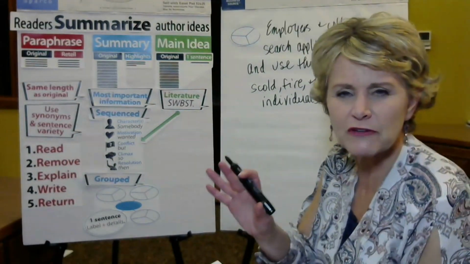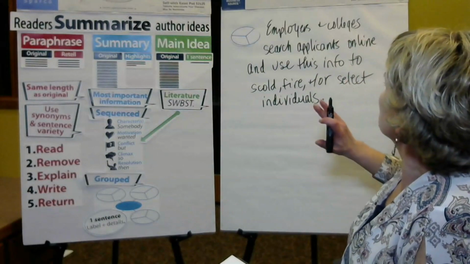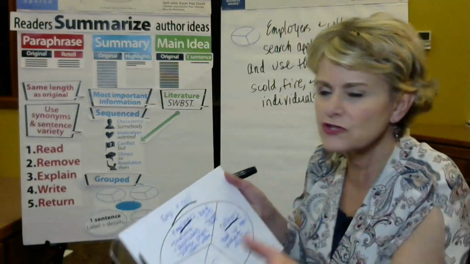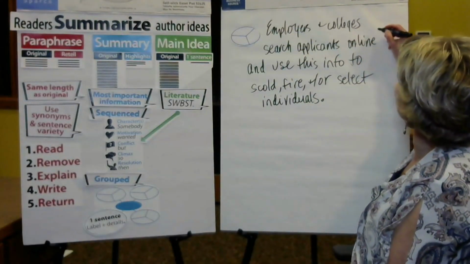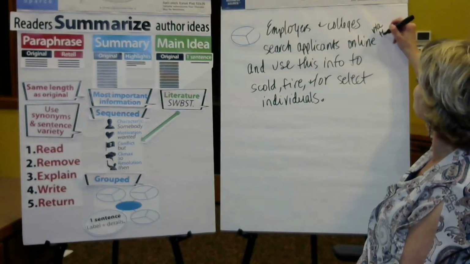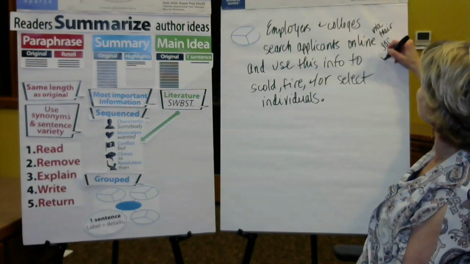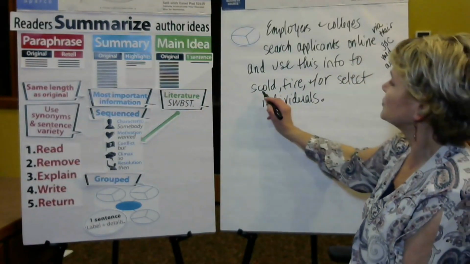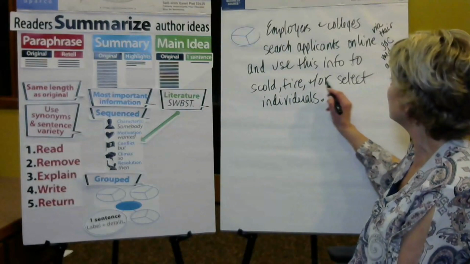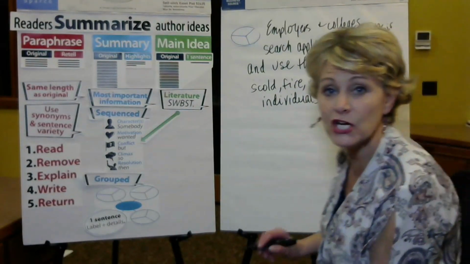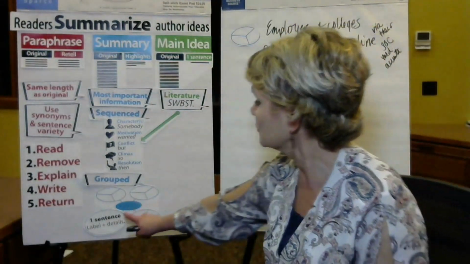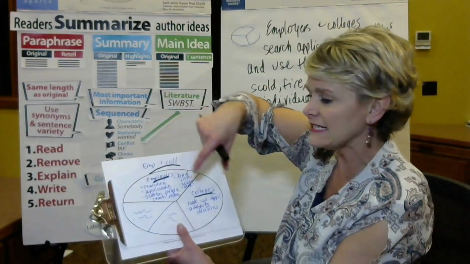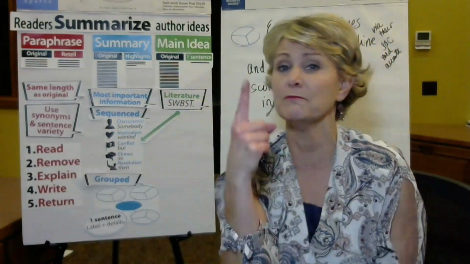Okay, now let's make sure it makes sense. Employers and colleges search applicants online. Let's be more specific, where they're looking at their social media. Search applicants online via their social media accounts. Got it. And use the info to possibly scold or fire and or select individuals. Boom! Just did it. I just took the grouping of information I gathered with my reading voice, and then I want to kind of represent this information, but all in one sentence.